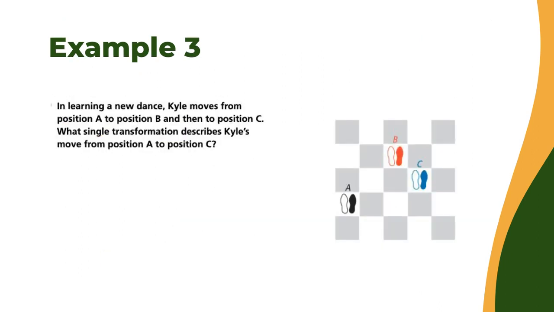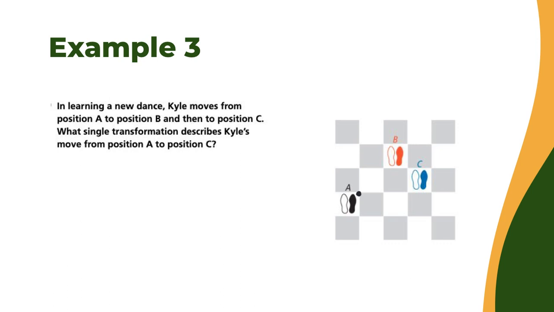So let's look at an example. So here we have Kyle, who is learning how to dance. And he's going to start here, and then he's going to move his feet there, and then he's going to move his feet there. So we're going to look at how this is moving. I'm going to put a point right there, just like in our lizard example, it will be easier for me to see exactly how that point is moving, and then the rest of the picture will follow it. So Kyle moves from position A to position B, and then to position C.